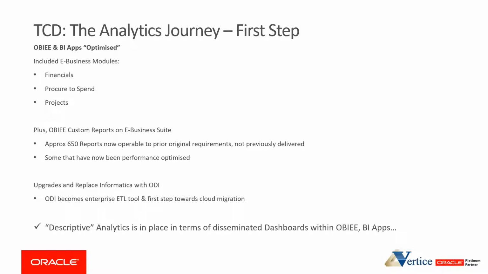So basically, descriptive analytics is in place in terms of disseminated dashboards within OBIEE and BI Apps. So that was their first step towards cloud analytics. On the analytics journey, they're basically on the first step of the graph that I showed you, getting stronger data governance in place, putting processes in place to allow them to move on to the next phase of where they want to be on the journey.